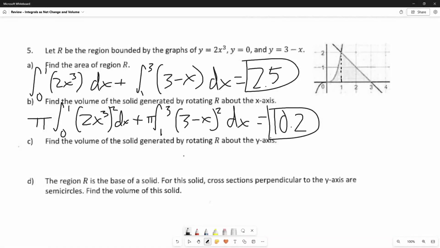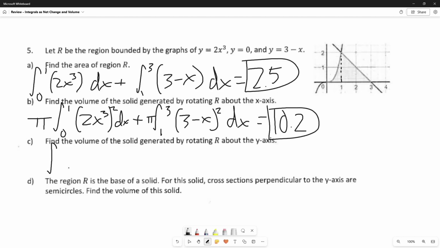Part C says find the volume of the solid generated by rotating R about the y-axis. And for this one, what we can do is imagine this part is shaded in too, and then find the volume of the solid generated by this, and then subtract this part. So it's going to be like two circles. You subtract one solid from another.